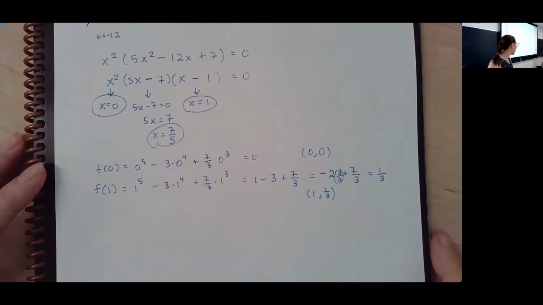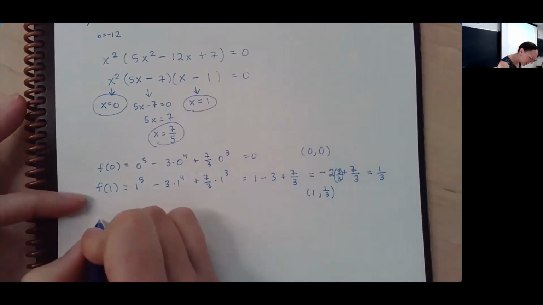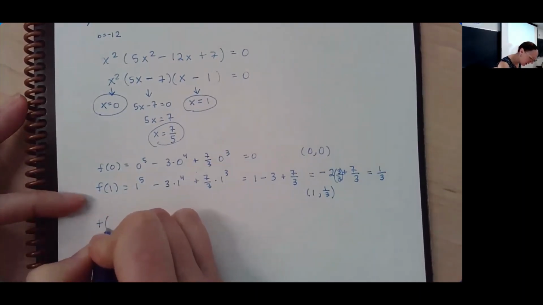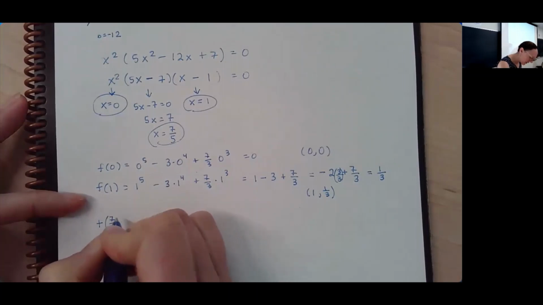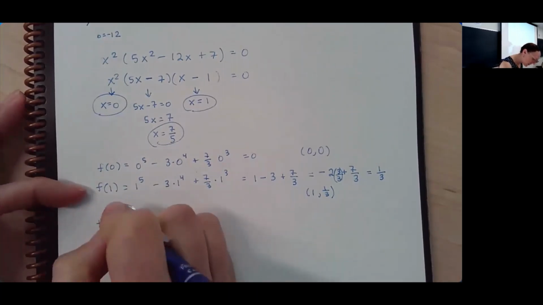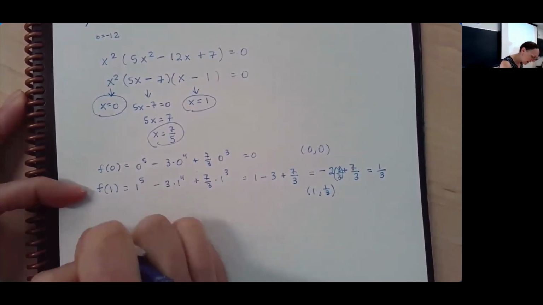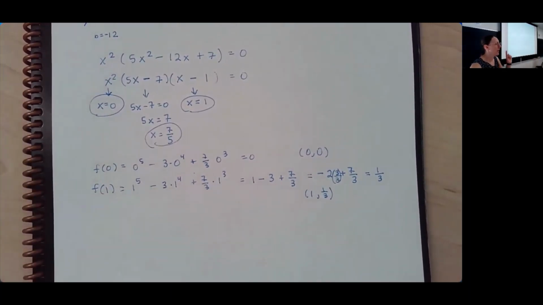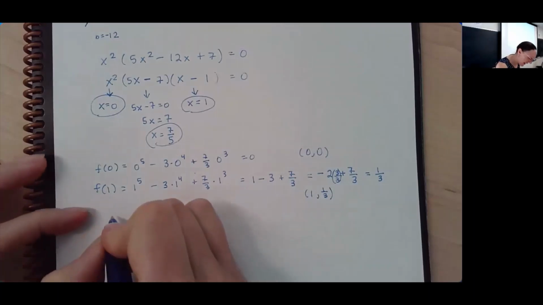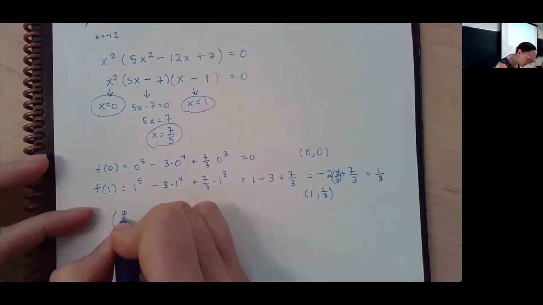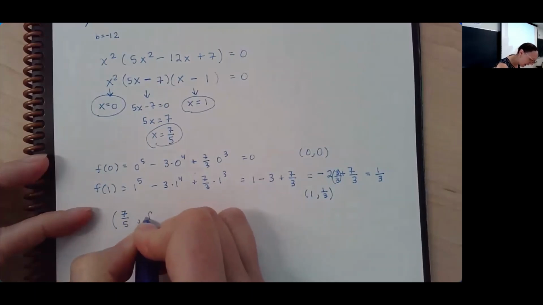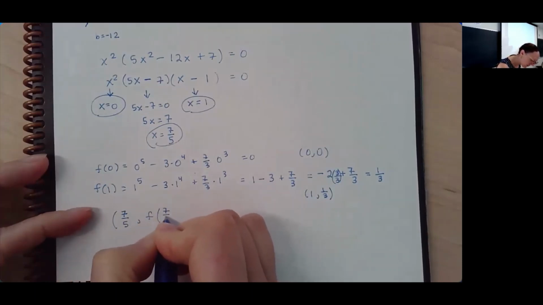So that point would be 1, 1/3. And I'll be honest, that last one is going to be particularly gross. And I'm going to show y'all what I would do if this were a quiz or a test and I needed to write that as a point and I was short on time. I would write that final point as 7/5, comma, f of 7/5.